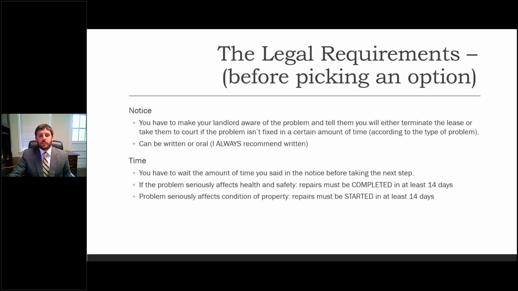Now, if the problem seriously affects the condition of the property, the repairs must be started in 14 days. So if the roof is sagging, or there's a leak, or pipes dripping, those don't always directly affect health or safety, but they do damage the property. And the longer they stay a problem, the more the property is going to get damaged. In this case, if you tell them about that repair problem, the repair needs to be started in at least 14 days. So when it affects health and safety, it needs to be completed within 14 days. If it affects the condition of property, it must be started in 14 days.